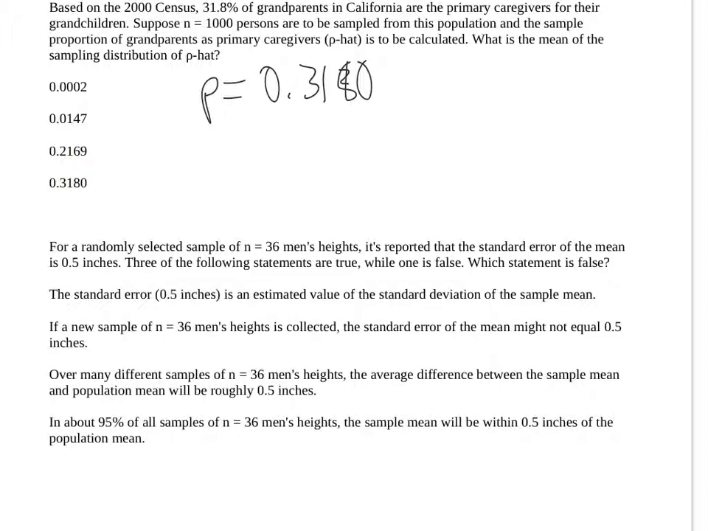Okay, next one. For a randomly selected sample of n equals 36 men's heights, it is reported that the standard error of the mean is 0.5 inches. Three of the following statements are true, while one is false. Which statement is false? These are always tough questions, right?